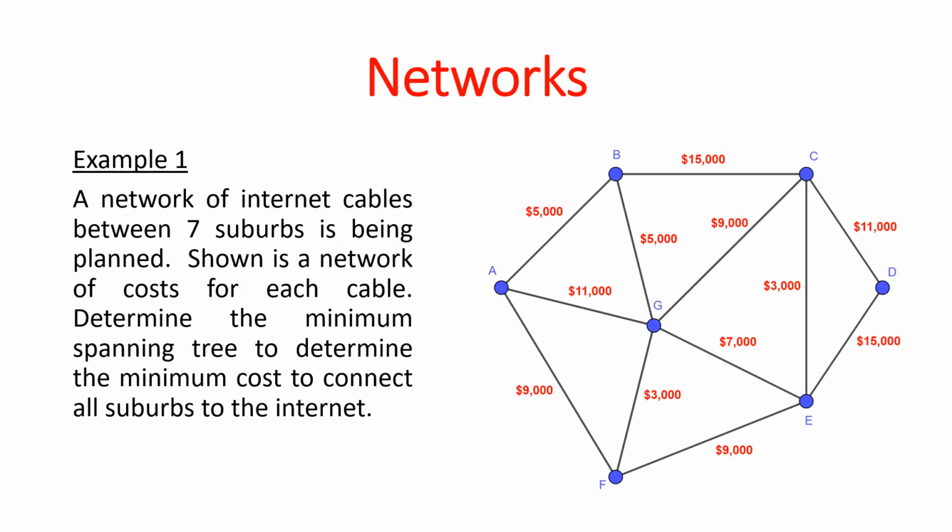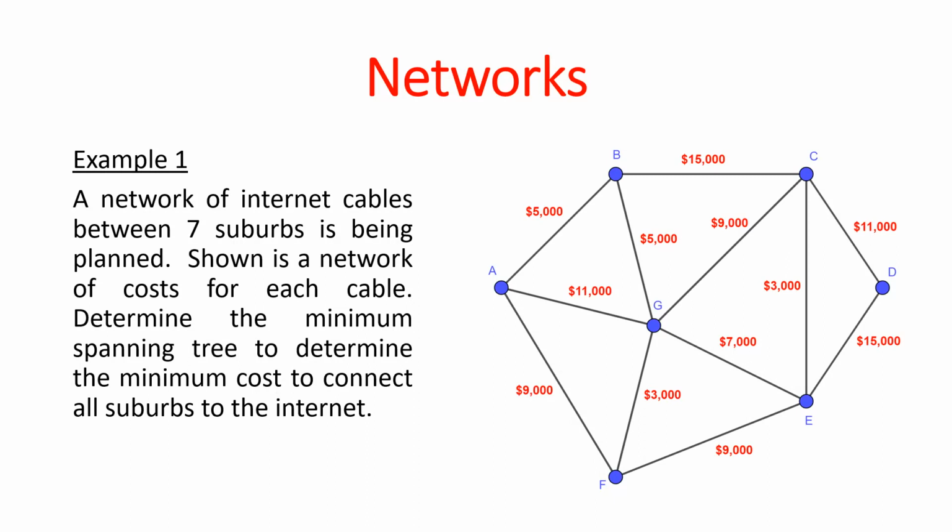Right, straight to the example. A network of internet cables is being planned between 7 suburbs. Shown is a network of the costs for each cable. Determine the minimum spanning tree to allow us to determine the minimum cost to connect all suburbs to the internet.